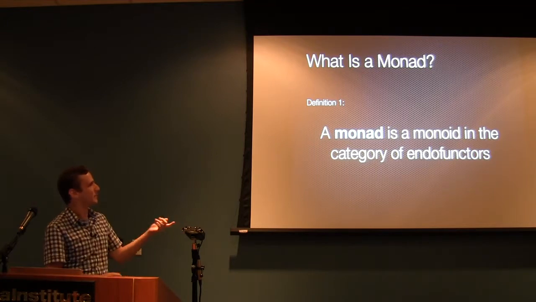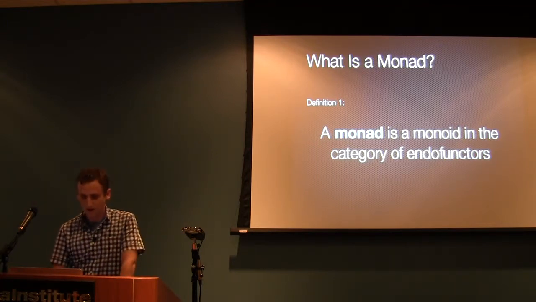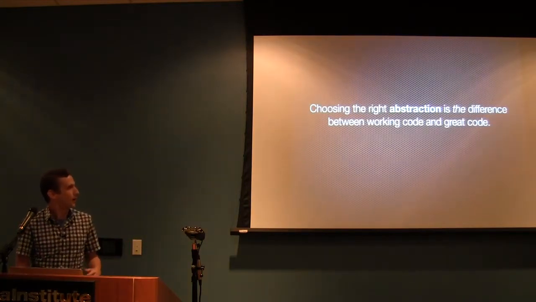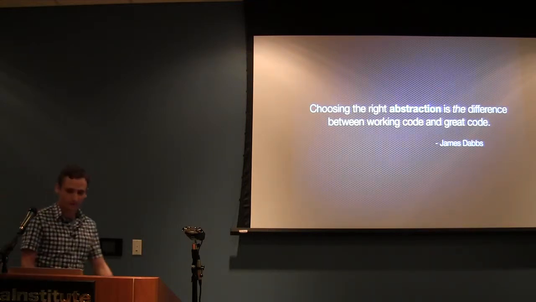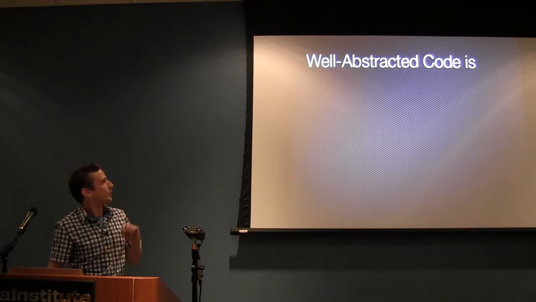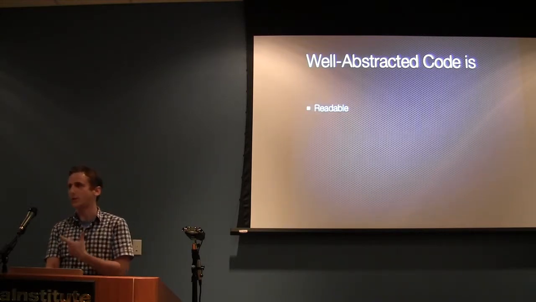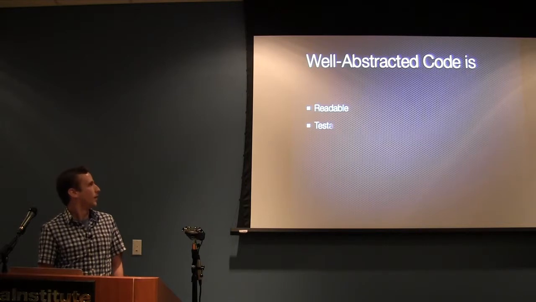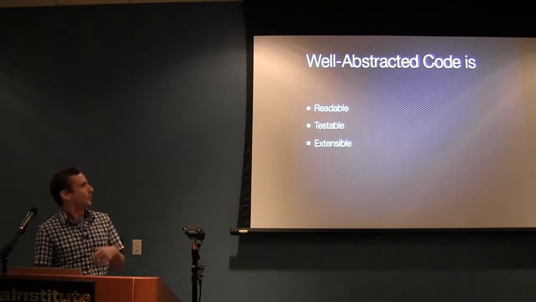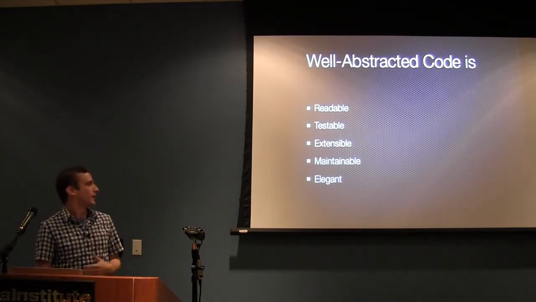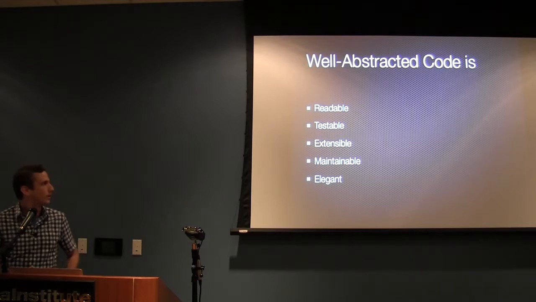Before I really get too into that, let me talk a little bit about why you should care about these things at all. Here's just a highly opinionated and completely unsubstantiated claim, but I think that choosing the right abstraction when you're writing code is the difference between code that just works and code that is good. And I have reasons for saying that. If you have well-abstracted code, it's readable, right? You know what the objects you're talking about are describing. It's testable, right? You have small chunks. It's extensible. You have places to hook in. Because of all of those, it's maintainable. And it's elegant, right? It's actually kind of fun to read and work on.